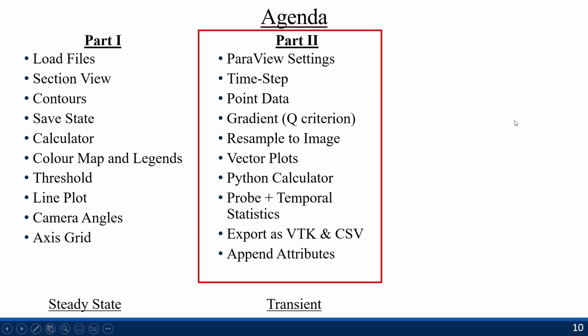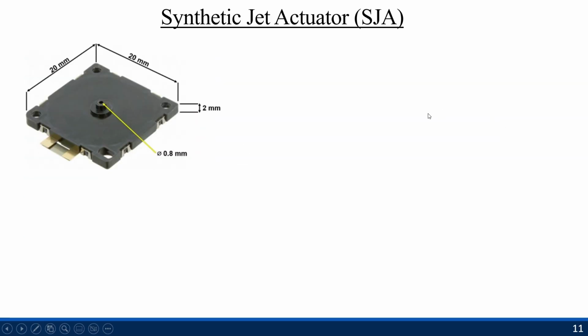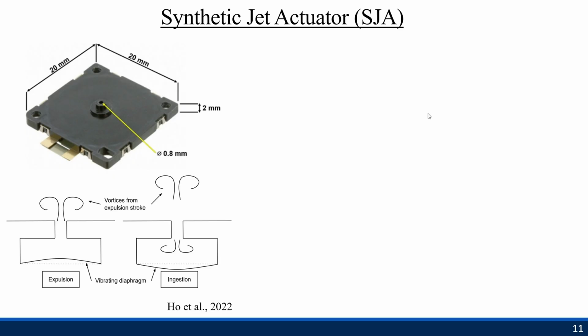Now, before we jump in, I'm just going to explain a little on the example case, the data that is attached, just to give us some context. It's modeling something called a synthetic jet actuator, SJA. The way it works is similar to your human lungs. There is a cavity with a diaphragm that expands or contracts, and during the ingestion cycle, the volume in the cavity increases and draws the air in, and then during expulsion, it squeezes it back out, forming a vortex ring.